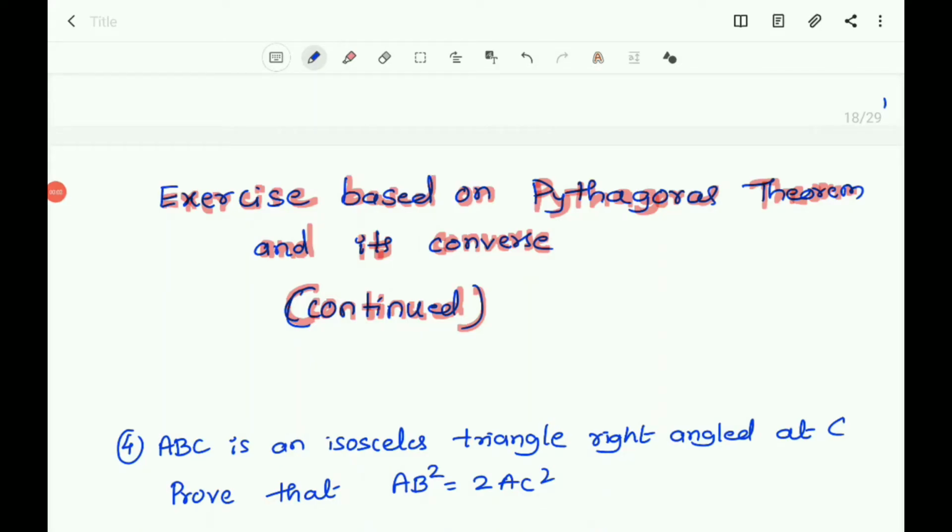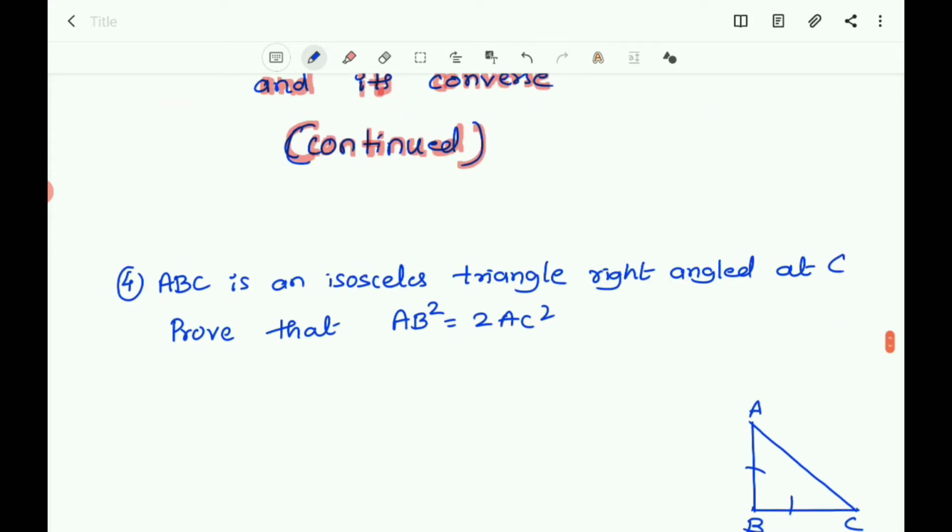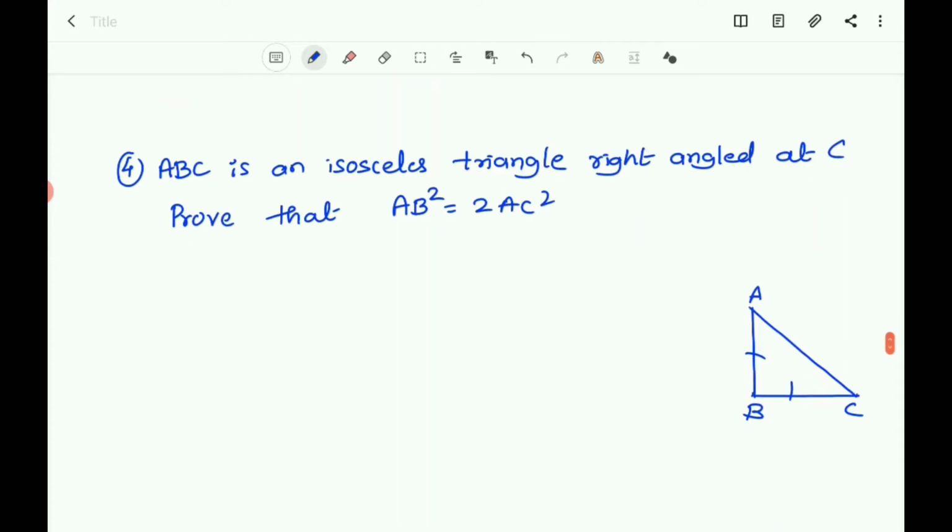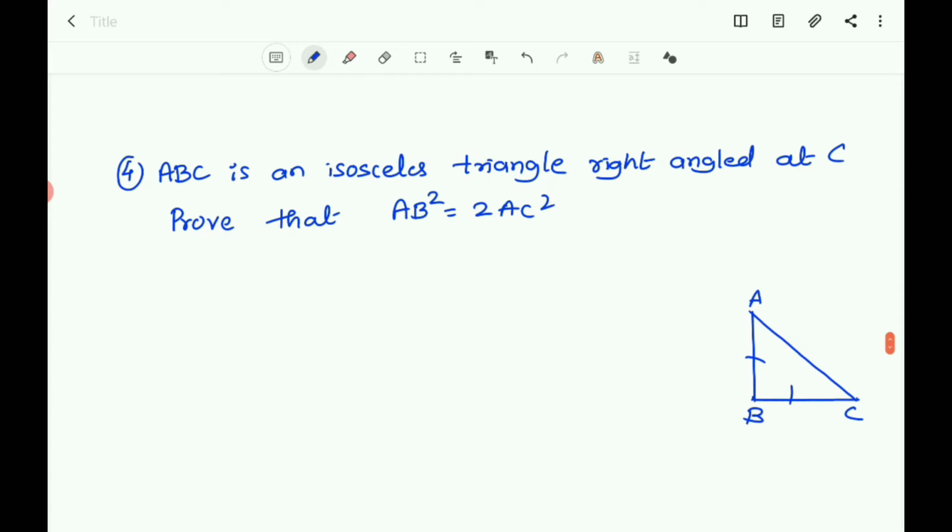Children, let us continue the chapter triangle. Now let us continue the exercise based on Pythagoras theorem and its converse. Now you take the fourth question. What is that fourth question?